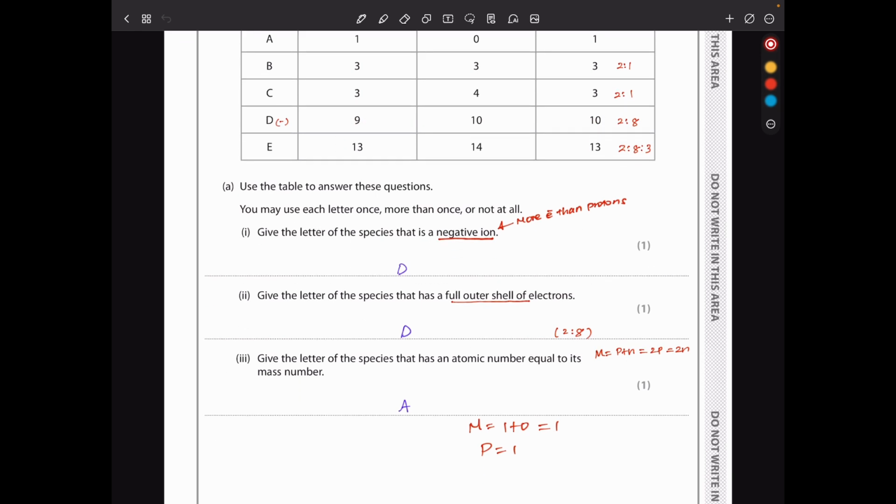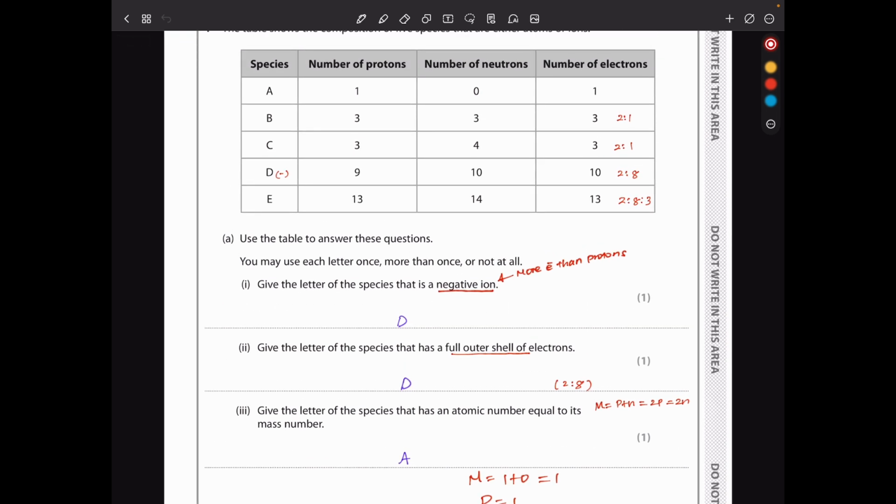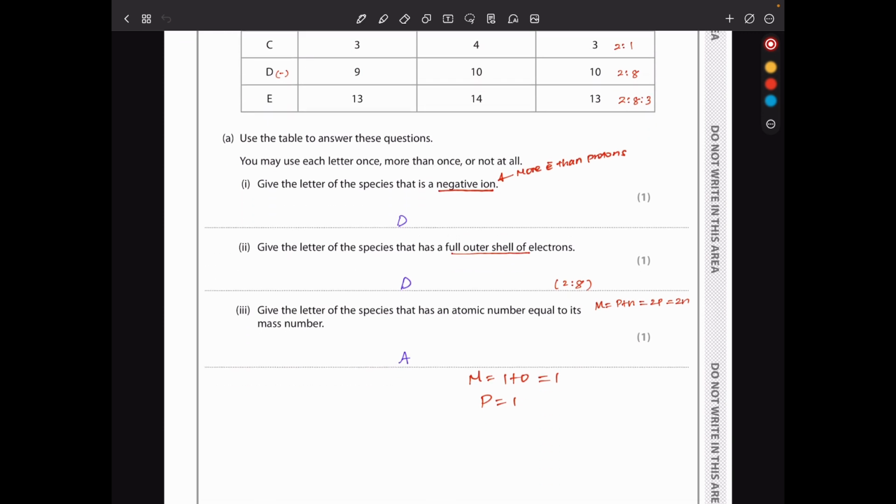Then give the letter of the species that has a full outer shell of electrons. When we look at the configuration, these are 3 electrons, so 2, 1, and then here 2, 1, here 2, 8, and then 2, 8, 3, so this has a full configuration. Again, the answer is D.